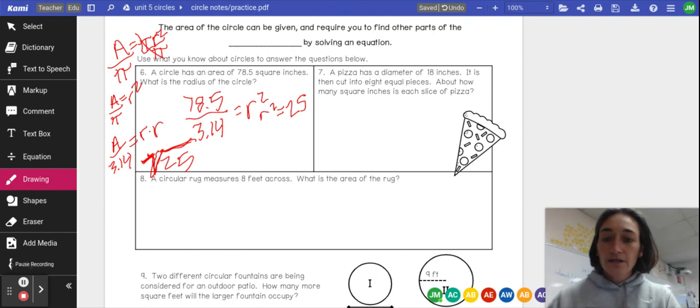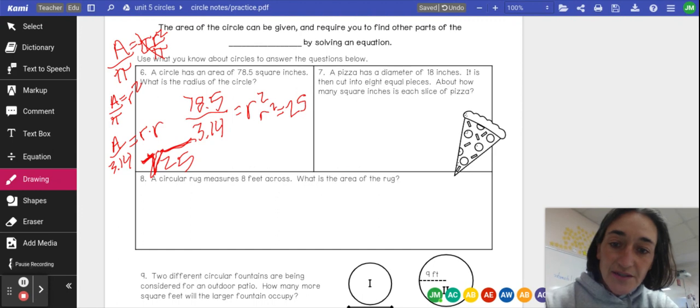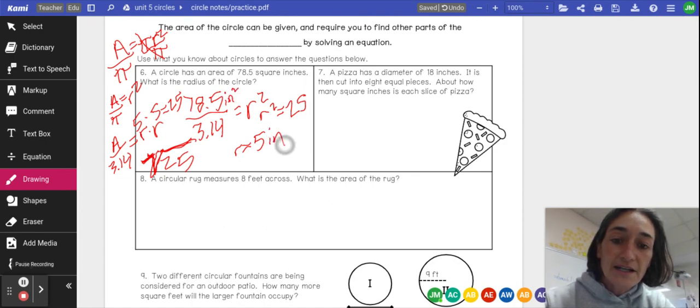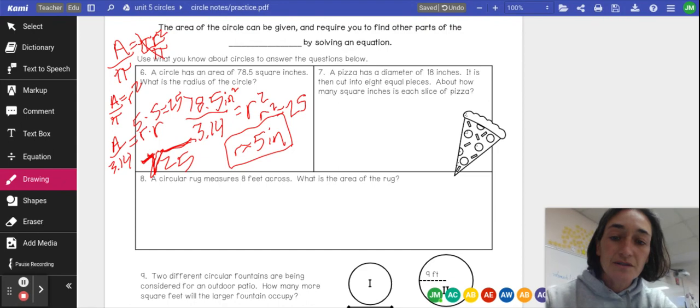Or I can just use my basic skills and ask, what times itself equals 25? Because it's radius times radius. So if I know that 5 times 5 equals 25, then I know that the square root of 25 is 5. So my radius is equal to 5. And since the area was in square inches, my radius is just in inches.